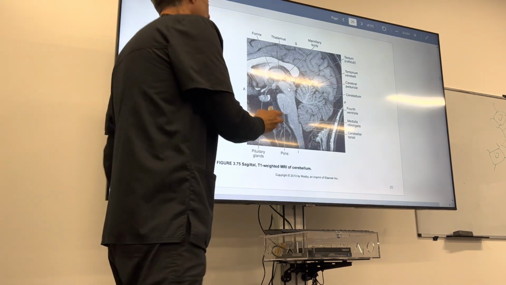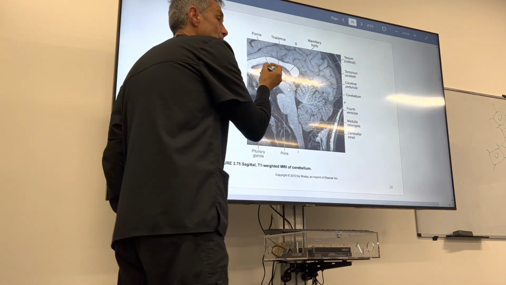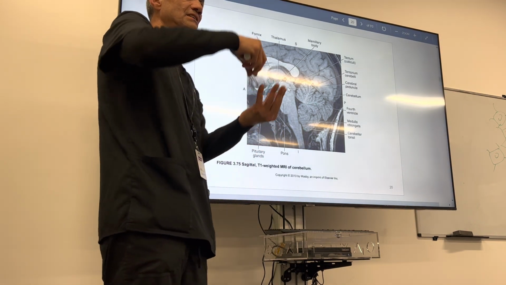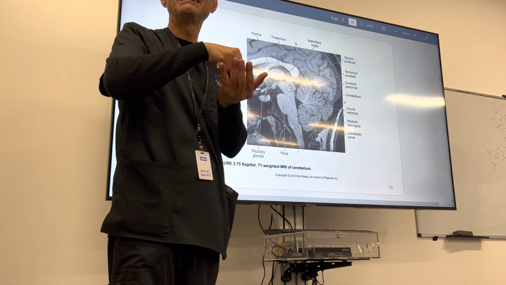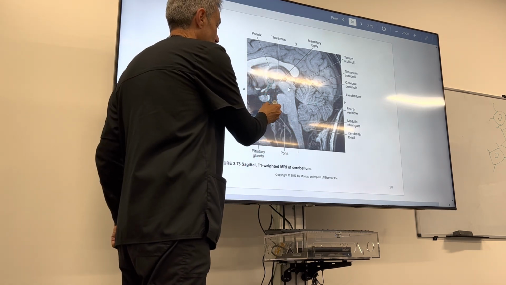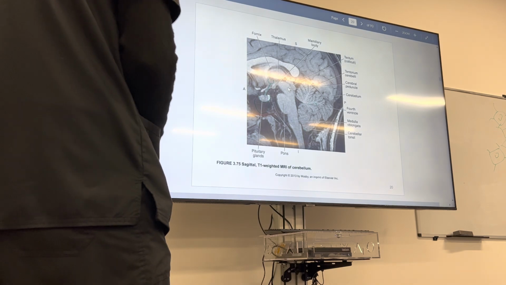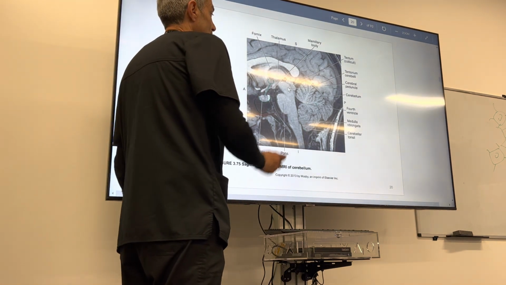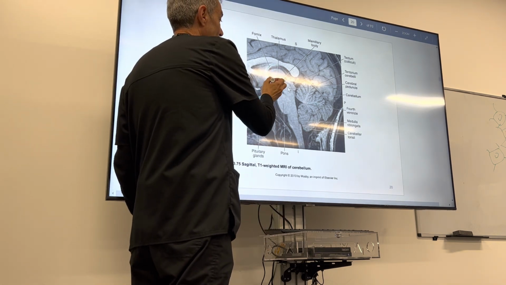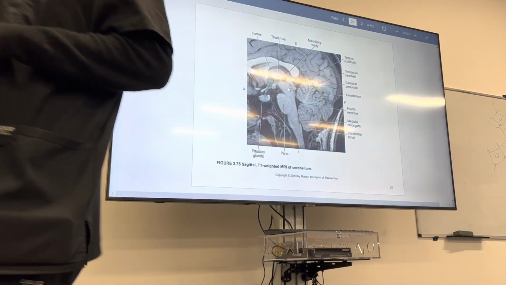The connection between the hypothalamus and the pituitary gland is the infundibulum. The pituitary gland sits on what? Sella turcica. Toward inferior of my sella turcica is my sphenoid sinus. Correct? This is my pharynx. Right in front of the sella turcica is the crossing of the optic nerve. We're going to learn about that one. Don't worry about it.